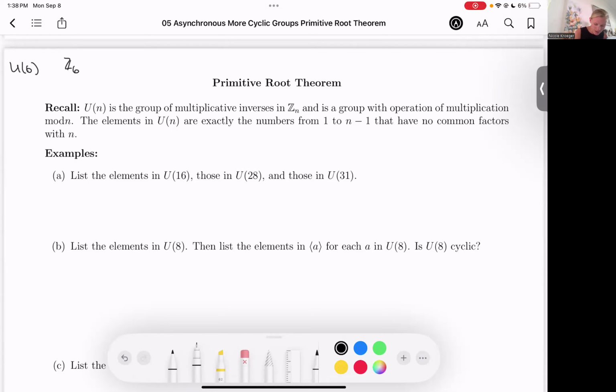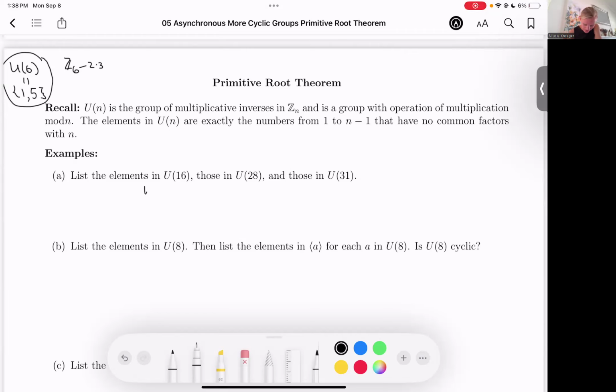We did some work and we saw that the things in U6 were going to be exactly the numbers from 1 to 5 that had no common factors with 6. So the factors of 6 are 2 and 3. So the things in U6 are the things that don't have any 2s or 3s that divide them. That's 1. We can't include 2. We can't include 3. We can't include 4, but we can include 5. So U6 is only 1 and 5. Notice that 1 and 5 are actually the generators for Z6, but that's something you can just keep in the back of your mind. We don't have to worry about that.